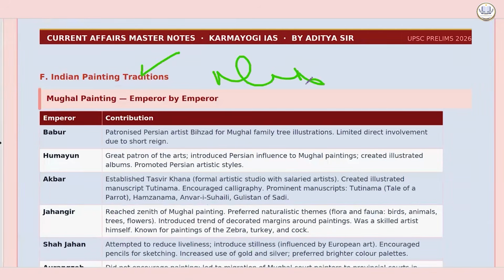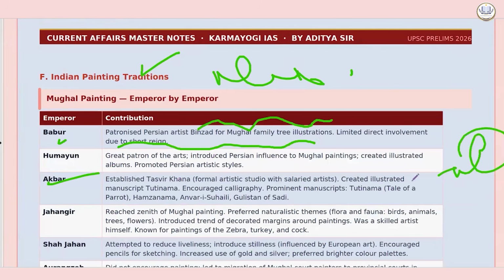Indian paintings. We had read about European paintings a bit in ancient and medieval history. Let's see quickly the Mughal paintings. Babur patronized the Persian artist Bihzad for Mughal family tree illustration. Humayun, a great patron of art, introduced Persian influence in Mughal painting. Akbar was the one who established the Tasveer Khana, which is a very important fact, and created illustrated manuscripts. He encouraged calligraphy.